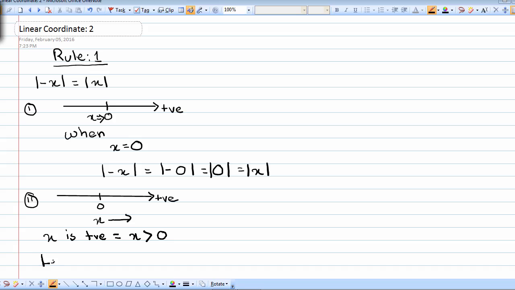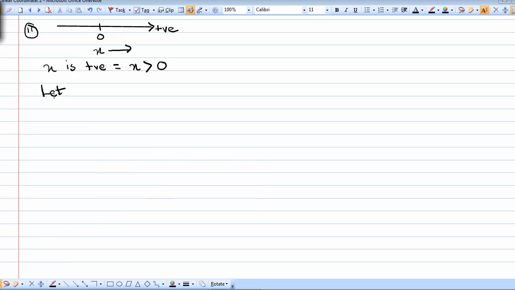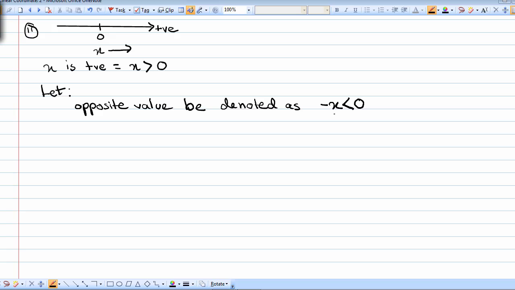So we can assume something else right now. Let's scroll down. Let the opposite value be denoted as negative x, which is less than 0. You might be considering, why is minus x less than 0?